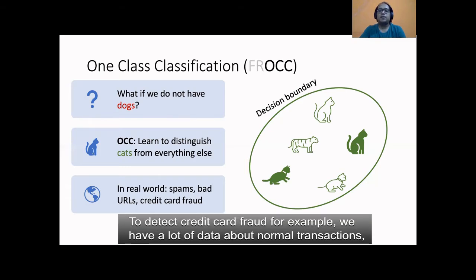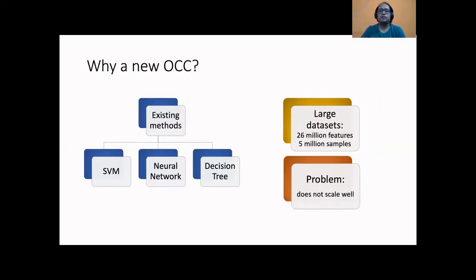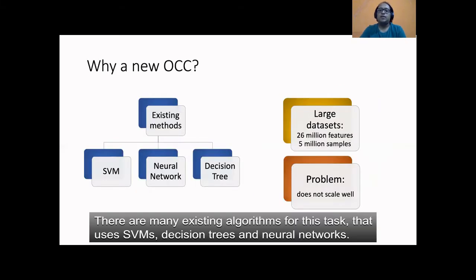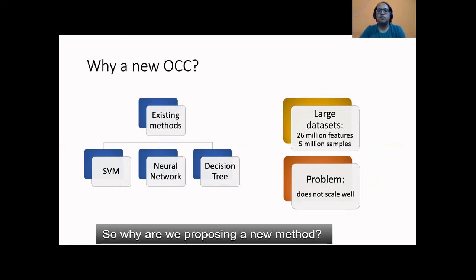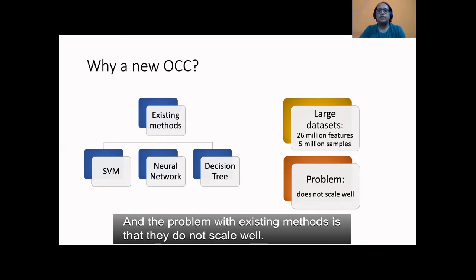To detect credit card fraud, for example, we have a lot of data about normal transactions, but it is hard to get examples of fraudulent transactions. There are many existing algorithms for this task that use SVMs, decision trees, and neural networks. So why are we proposing a new method? Well, the real-world applications we discussed deal with large datasets and often have millions of features. And the problem with existing methods is that they do not scale well.